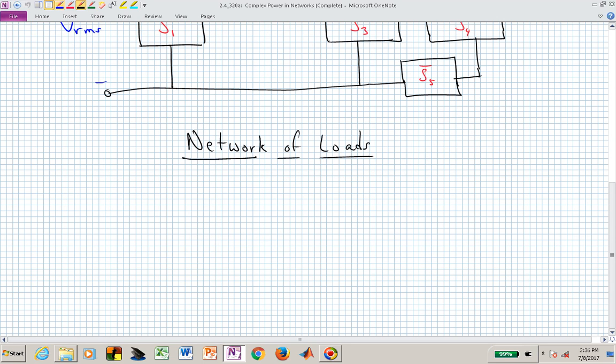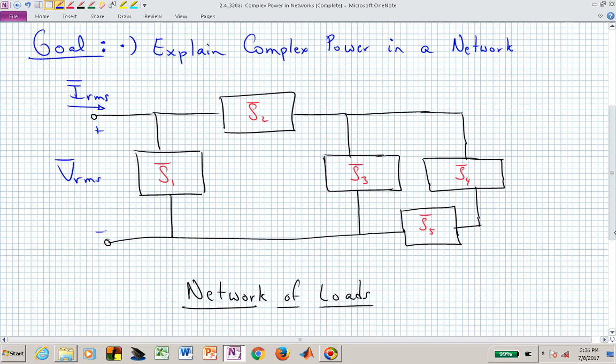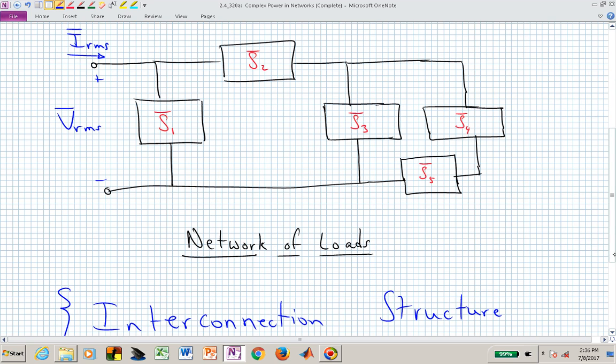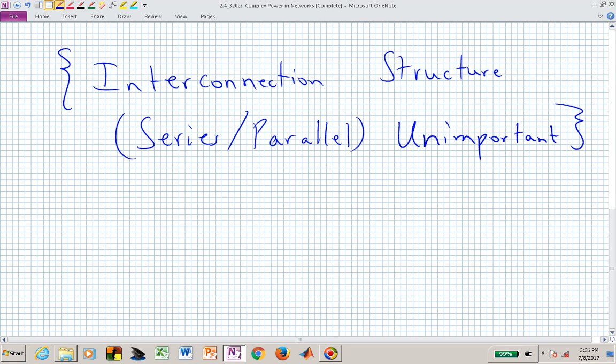So let's write that out. And in fact, let me make very clear that how this collection of loads is interconnected, the interconnection structure, whether those are series or parallel or some combination, which is what is illustrated here, there's no real defining interconnection structure. It doesn't matter. It's unimportant. That's one of the nice things about working with complex power.